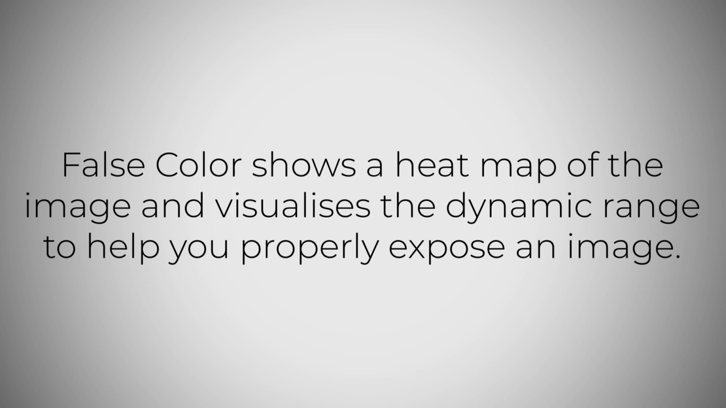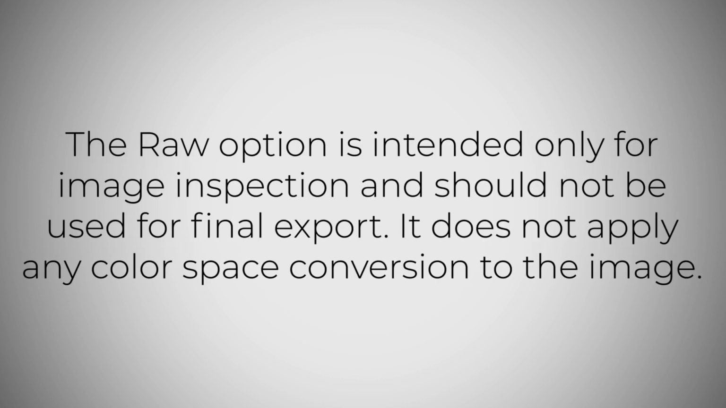False Color shows a heat map of the image and visualizes their dynamic range to help you properly expose an image. The RAW option is intended only for image inspection and should not be used for final export. It does not apply any color space conversion to the image.